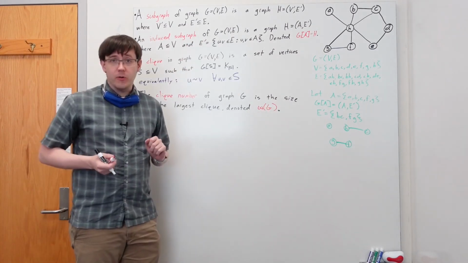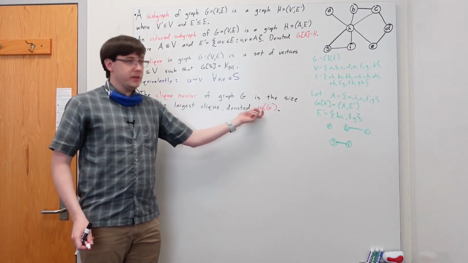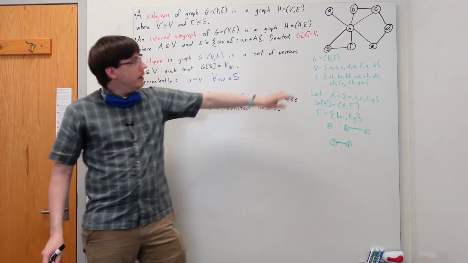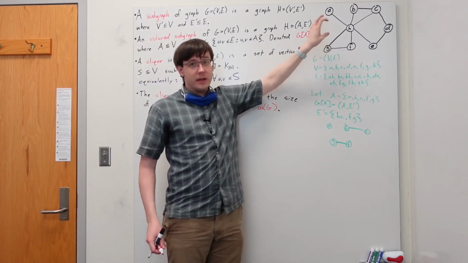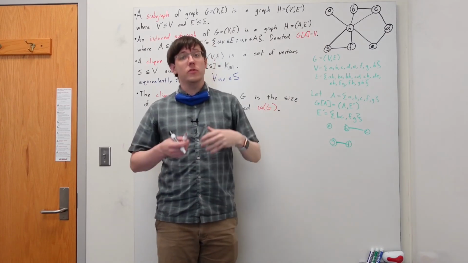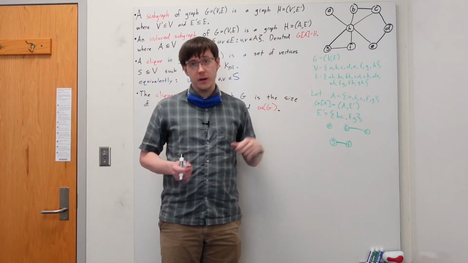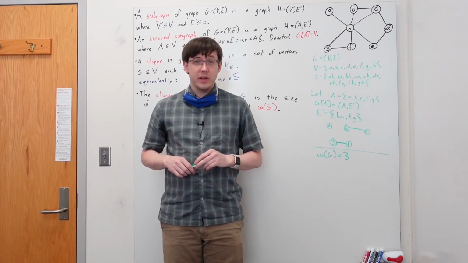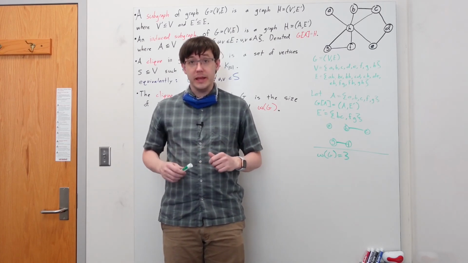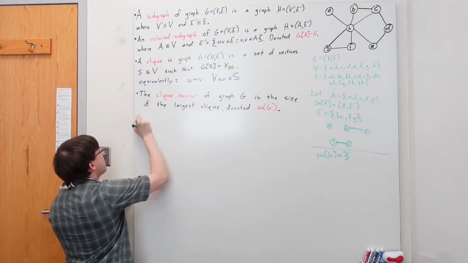The clique number of a graph is the size of its largest clique, which we denote with the Greek letter omega. And so in our example graph here, since we said there is a clique of size 3, but there is no clique of size 4, it has clique number 3. So we're now set up to ask an interesting problem, namely, given a graph, find its clique number.